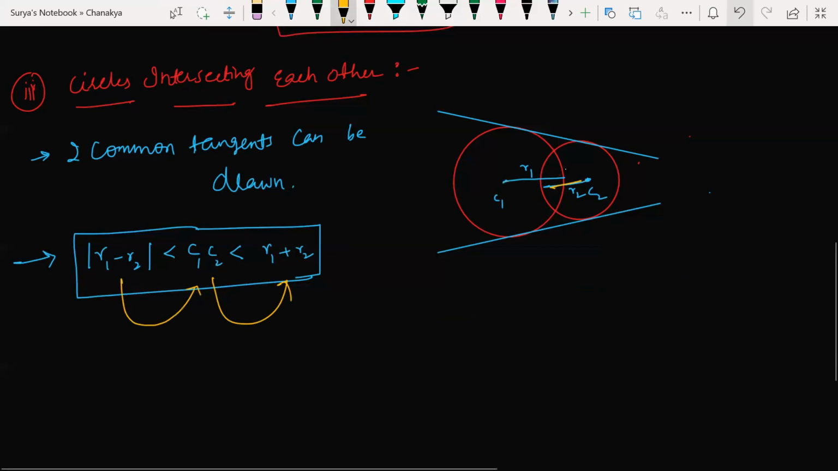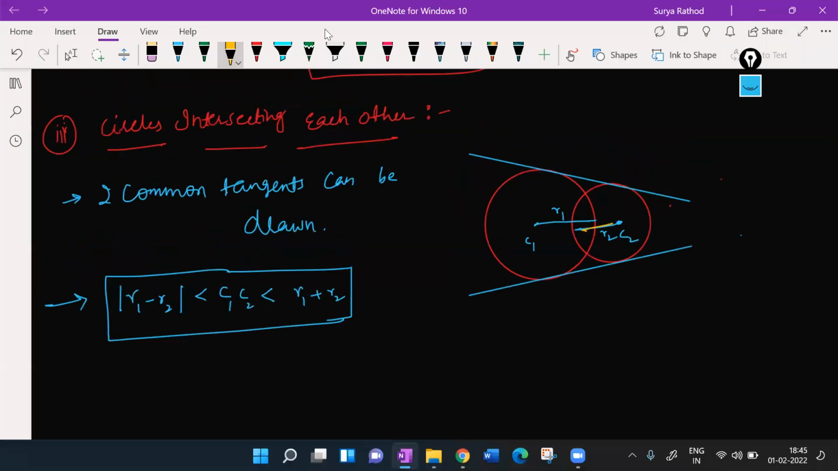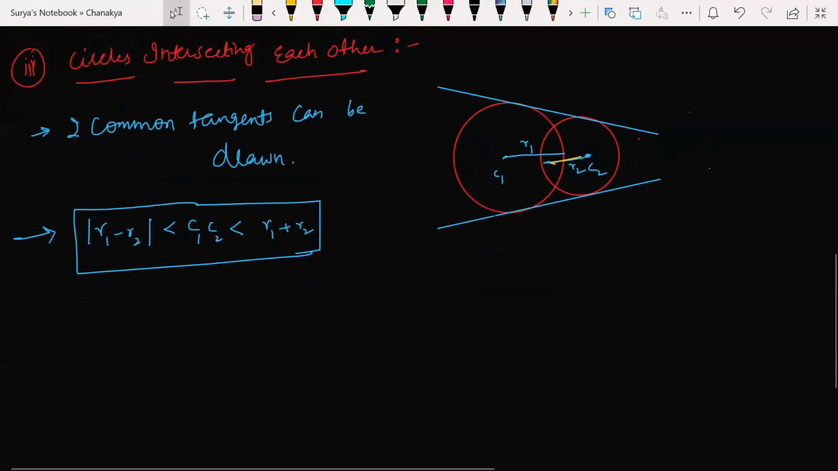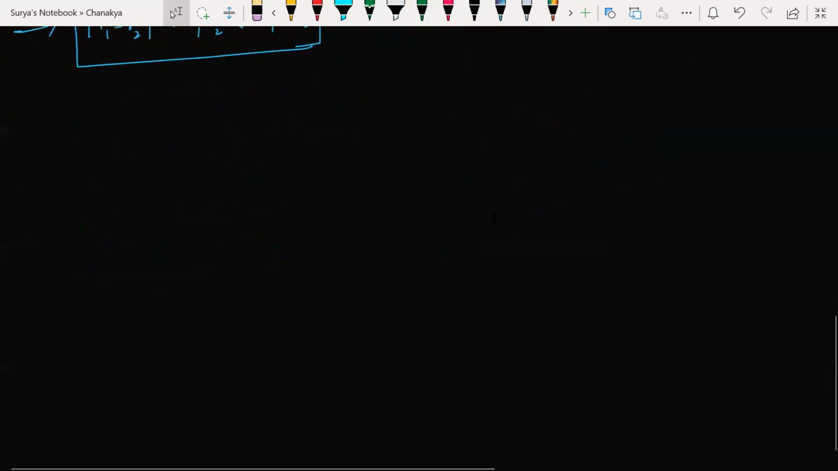Getting my point, people? Hello guys, do you understand? People, I request everyone to respond in the class. Hello, yes or no? Yes, sir. Perfect. So this is the condition when two circles intersect each other. Now we move on.